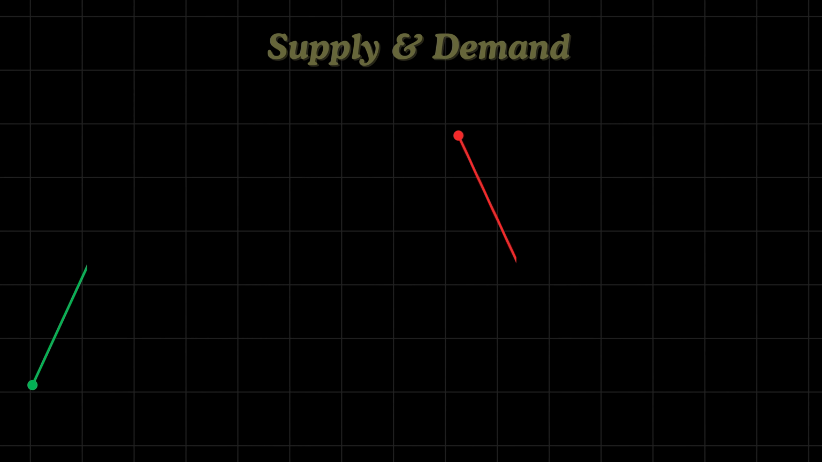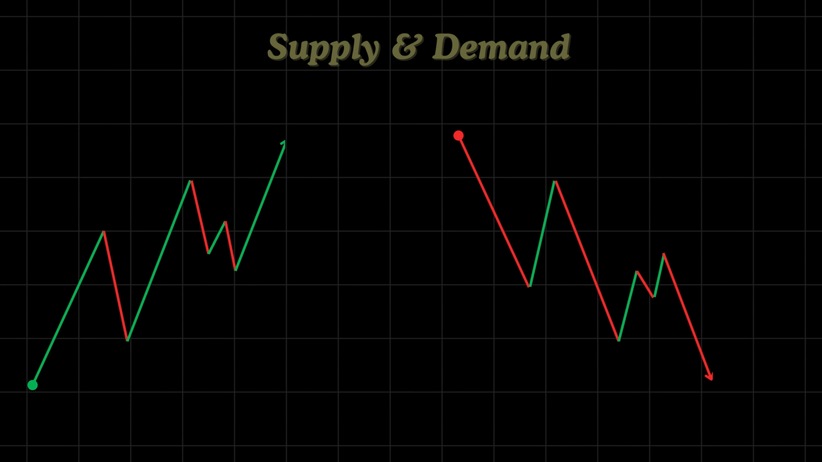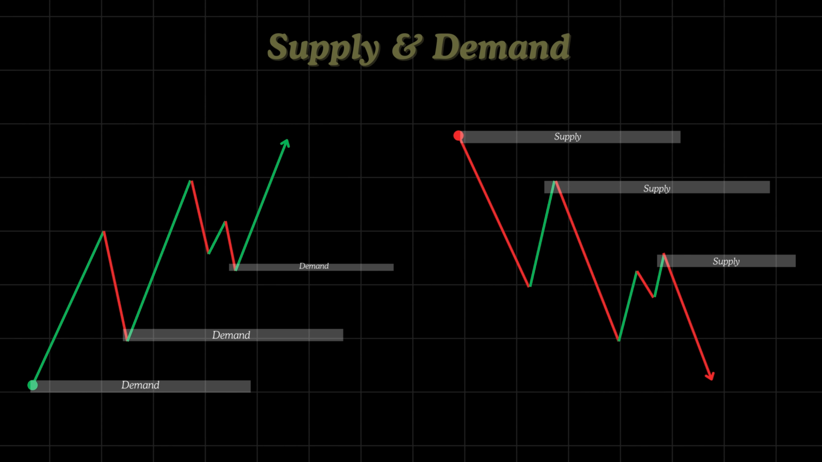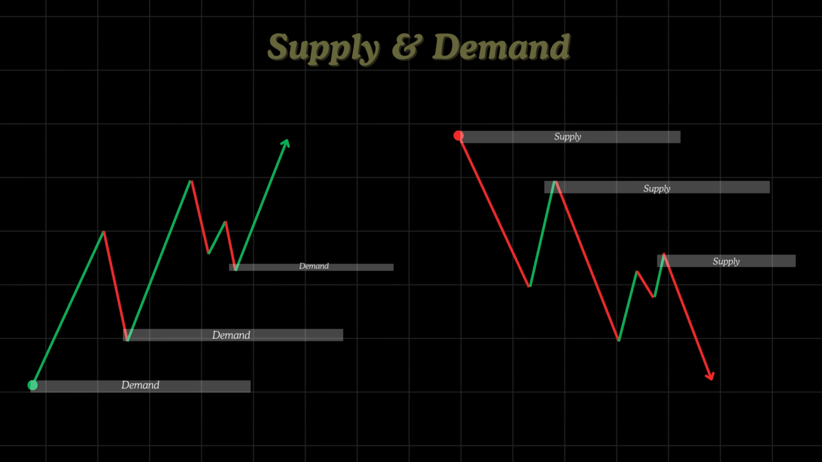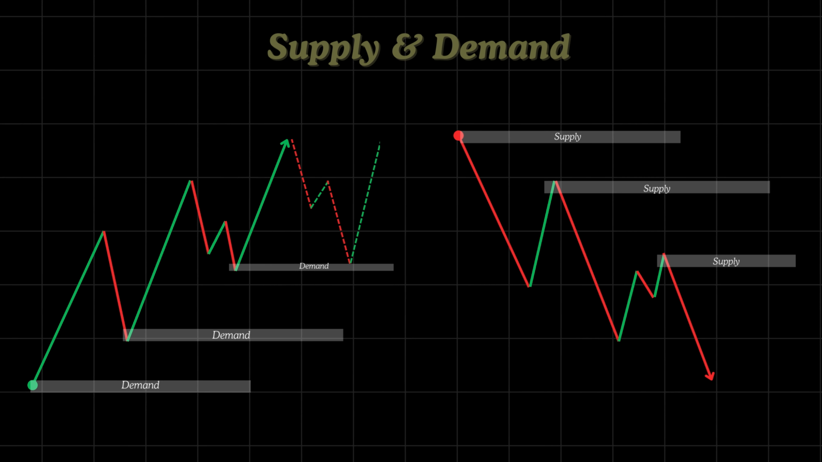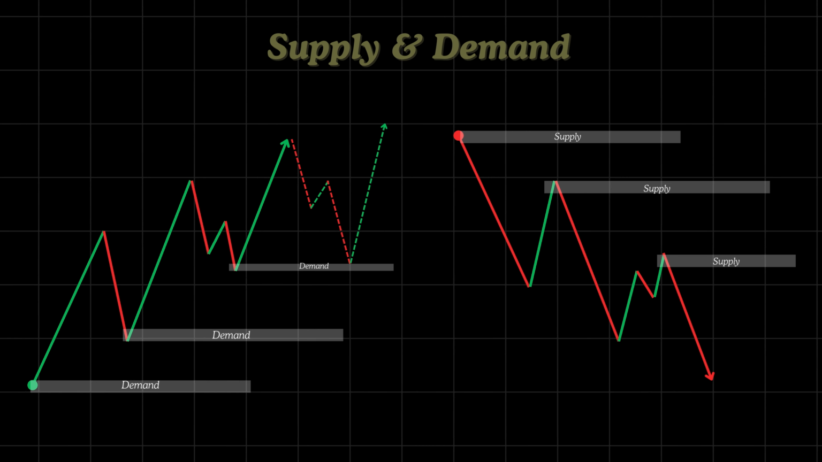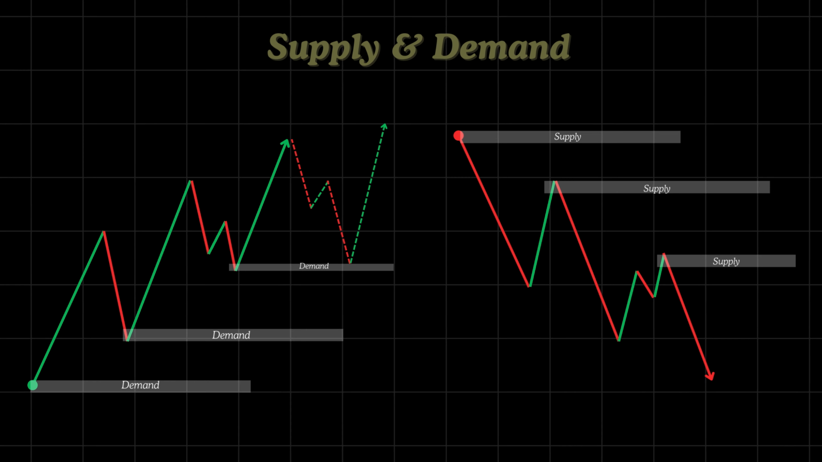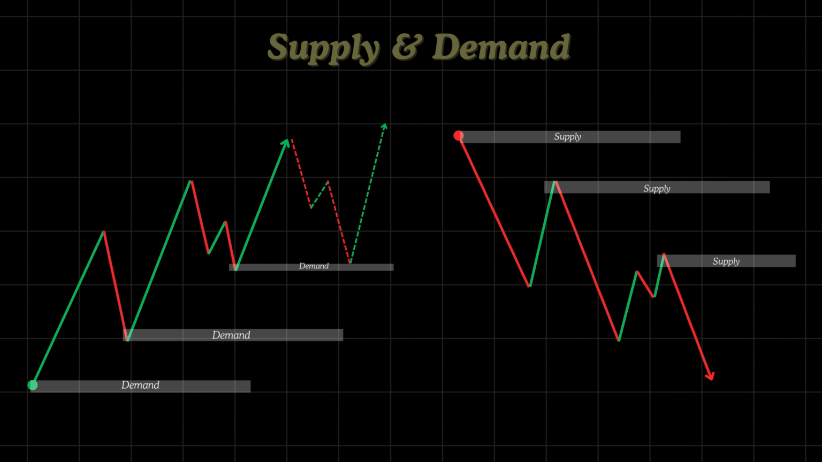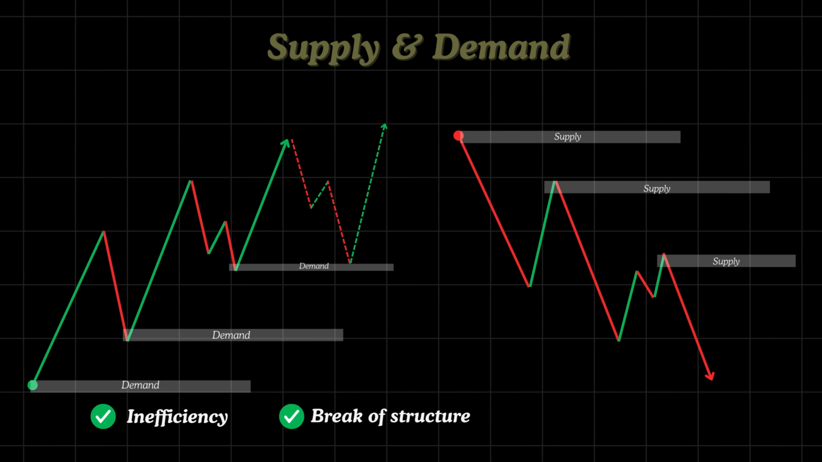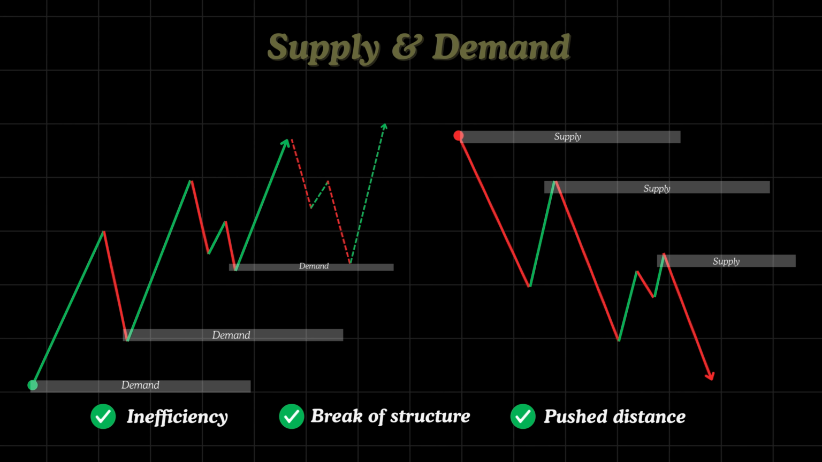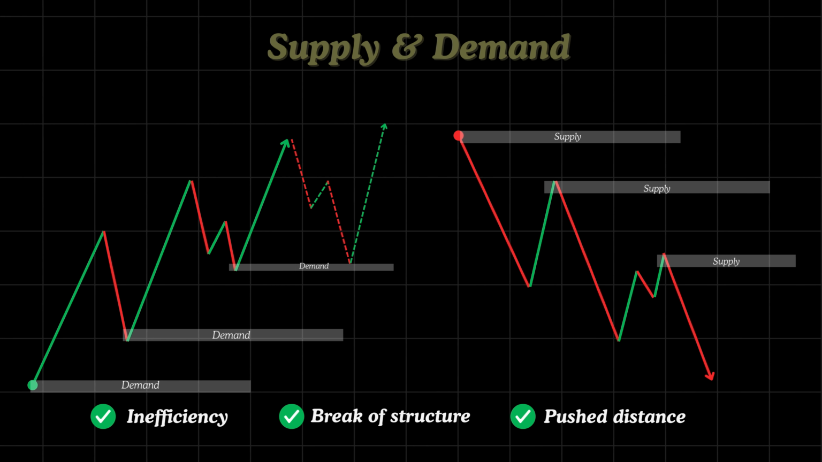Supply and demand zones are chart areas where traders entered the market with enough volume to drive price sharply away from that level. Typically, we mark the origin of this strong move as the supply or demand zone and expect price to reject it when revisited, due to repeated market behavior. However, there are several important factors to consider when identifying valid supply and demand zones for trading. These include inefficiency, break of structure, and push distance. Each one provides a key clue in determining the strength and reliability of the zone.